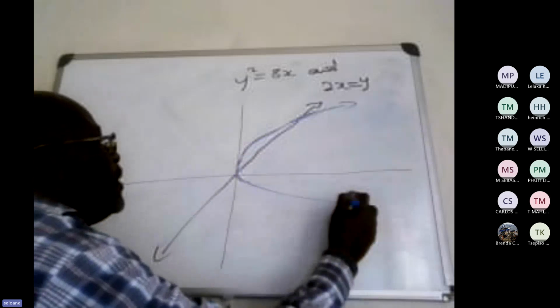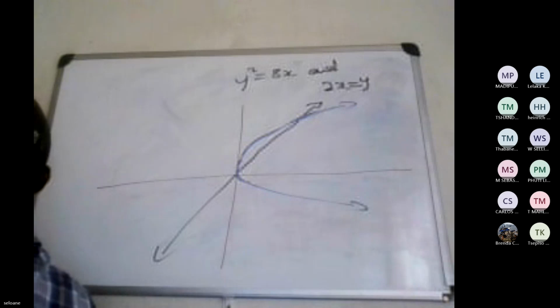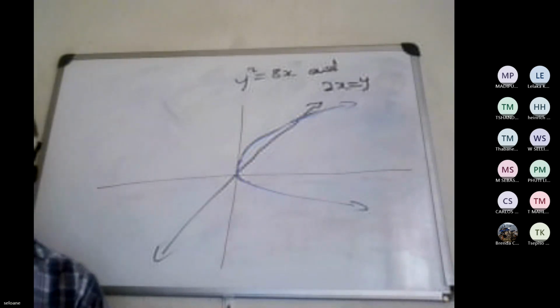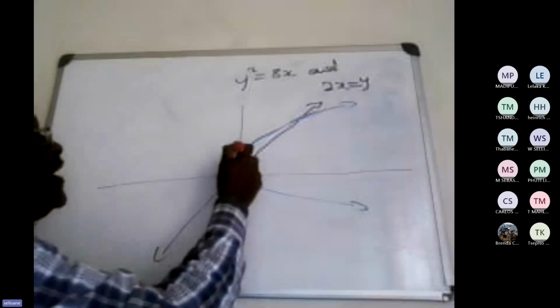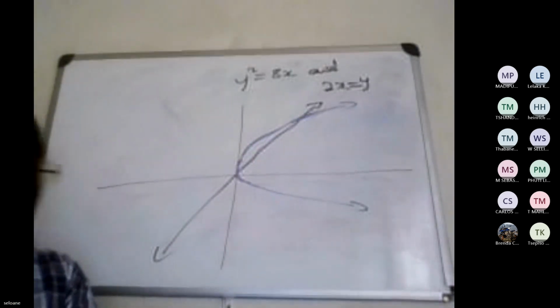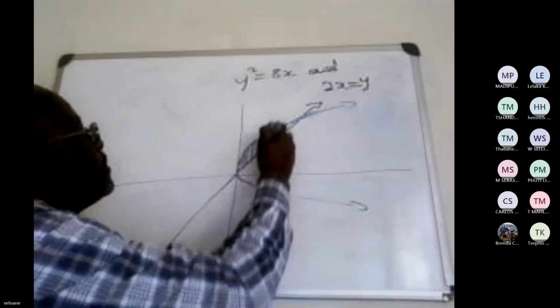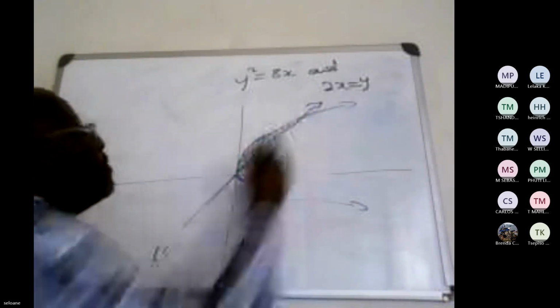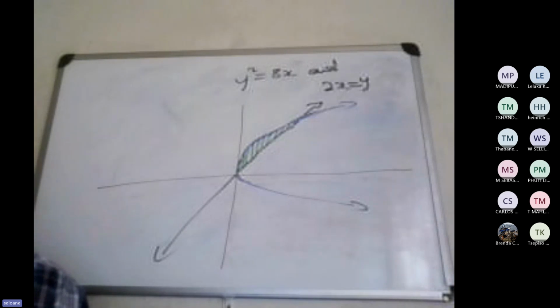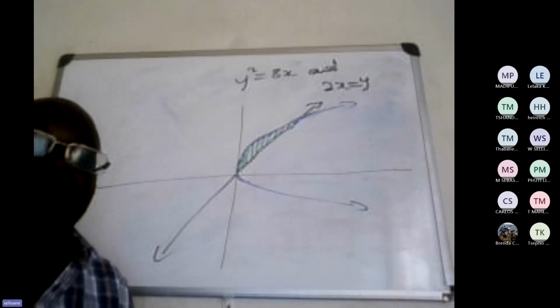That horizontal parabola. So which region here are we talking about? Two curves. Which region here are we talking about? Definitely it will be this region. That's right. Now you pause. You have identified it. That's good.